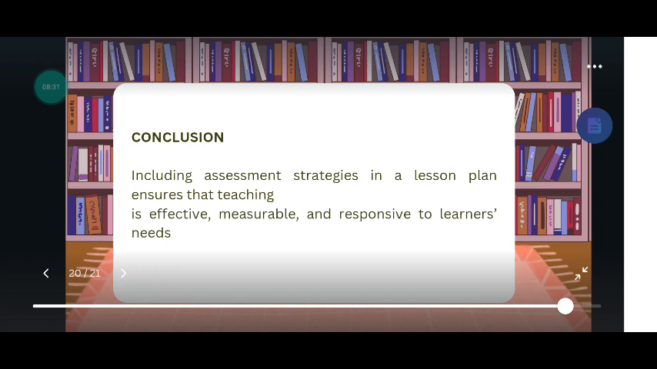A teacher must comply with these steps and procedures so that your lesson plan and your lesson are more effective and measurable to students' needs.